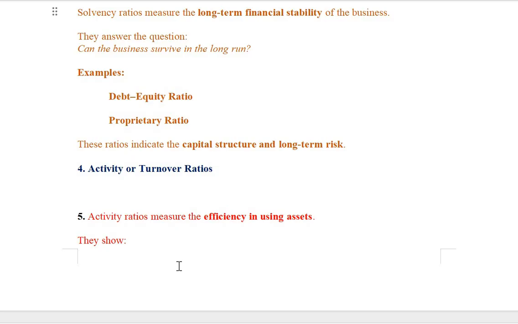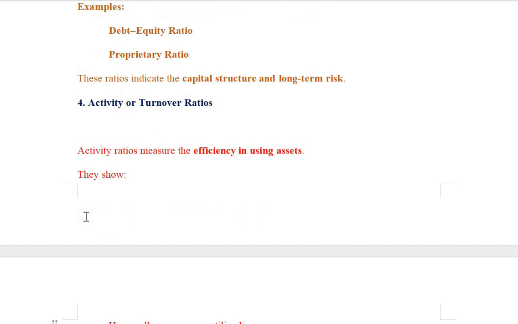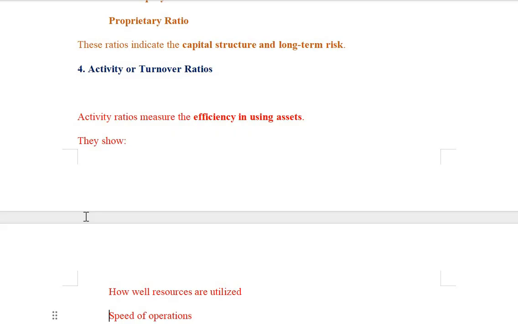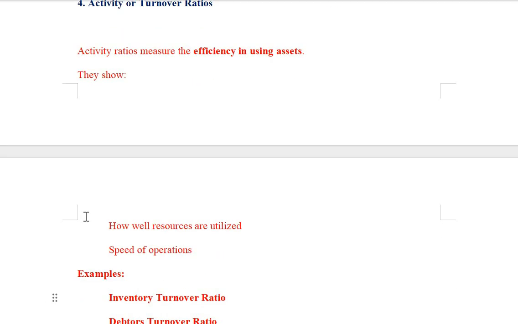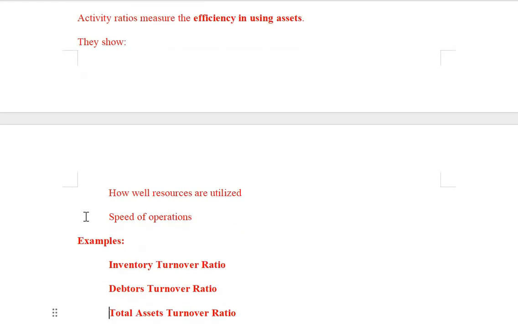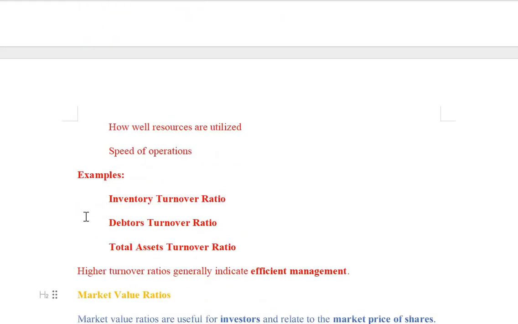The next one we can call activity ratio or turnover ratio. This ratio is helpful to measure the efficiency of the business, that is, how efficient we are in using the assets and liabilities with respect to the turnover of the business. In such a case, we are calculating various types of ratios.